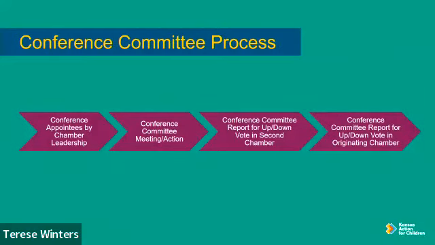Once a conference committee has come to their compromise, what is now called the conference committee report goes to the second chamber for an up or down vote. That chamber says, yes, we're okay with this. It then moves right over to the originating chamber for that same up or down vote. But if at any time either chamber votes it down, it goes back to the conference committee process, at which time chamber leadership can appoint new conferees if they see fit.